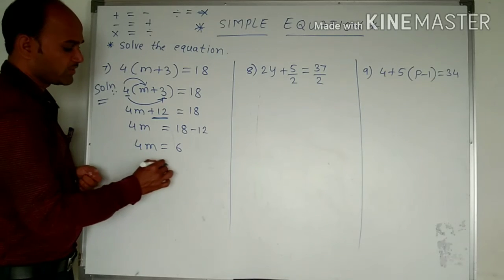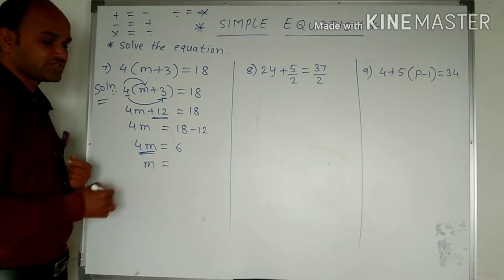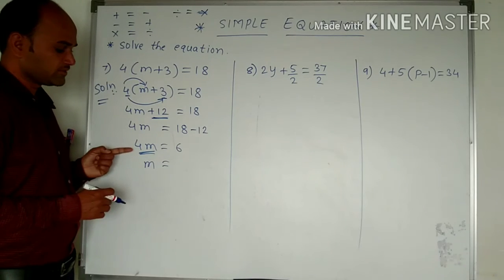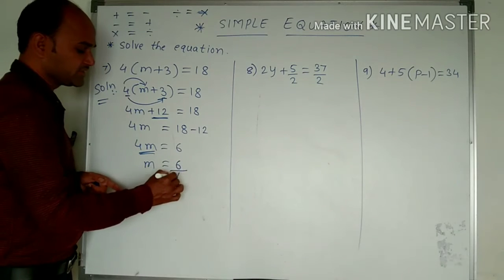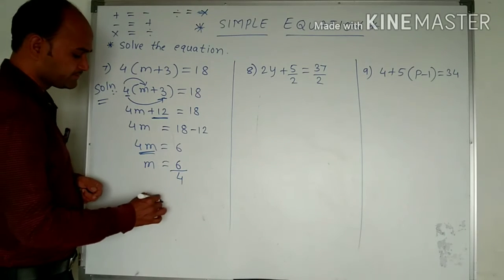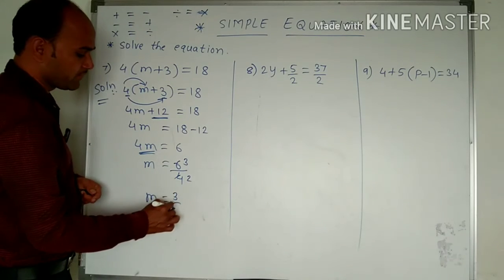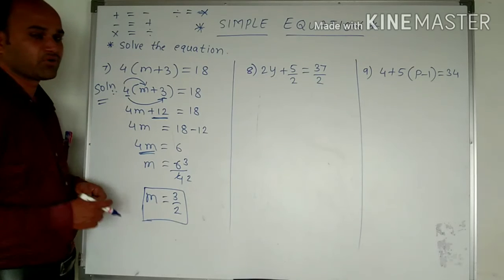Now, what is the relation between 4m and m? The relation between 4 and m is 4 into m, multiplication. So after sending the 4, it comes in the denominator, means in division. So 2 2s are 4 and 2 3s are 6. So m becomes 3 upon 2. What we got here, m becomes 3 upon 2.